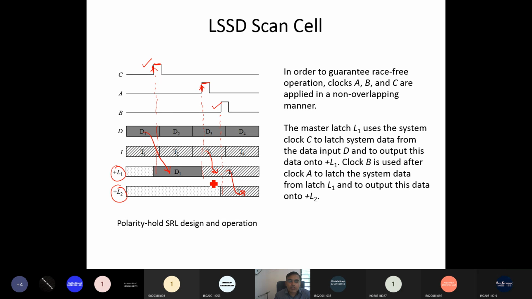Now when we want to use it as a testing data input, at that time first we have to apply B and then A, which will load the data into the L1. This is a level sensitive shifting of data. And then B, A and then B gives the shifting mode, which is edge triggerable, into the L2. So here it is a level sensitive LSSD scan cell.